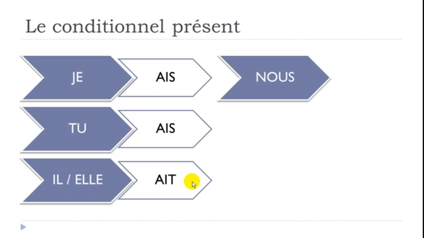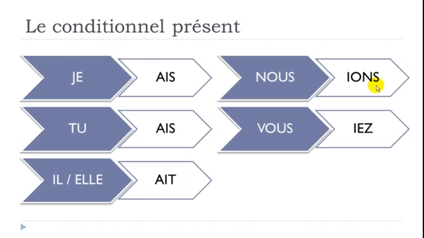So now let's see nous, and nous goes like I-O-N-S, okay, and it should be pronounced ion. Remember, final S is not pronounced. Ion, okay. Then for vous, it goes like I-E-Z, and it goes like ye, okay. Remember when you get this I before, it goes like ye, okay, ye. So that's the reason why we had this ion here, and then ye.